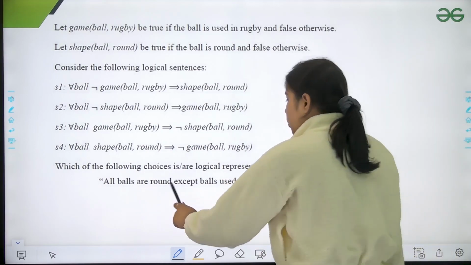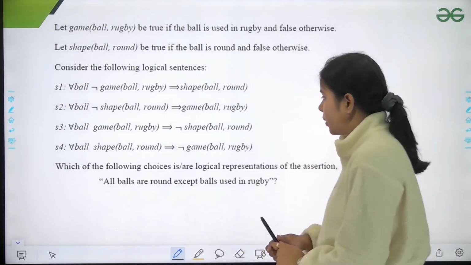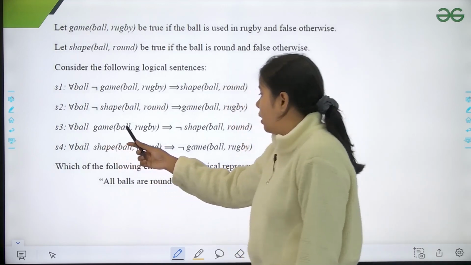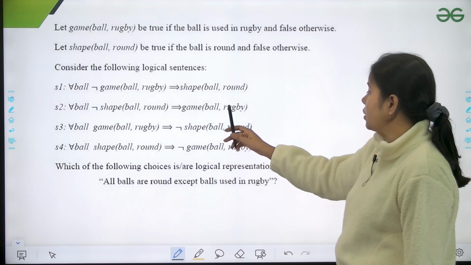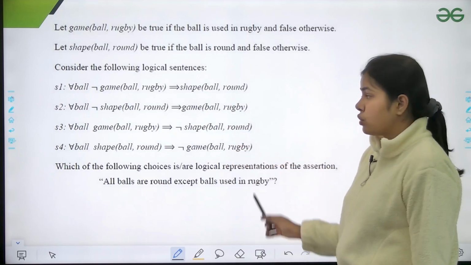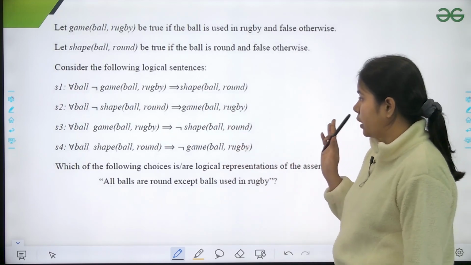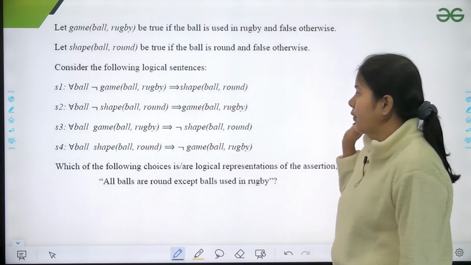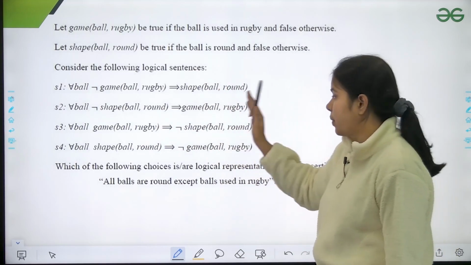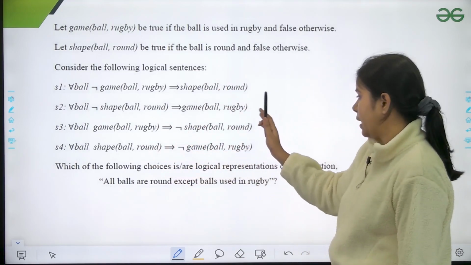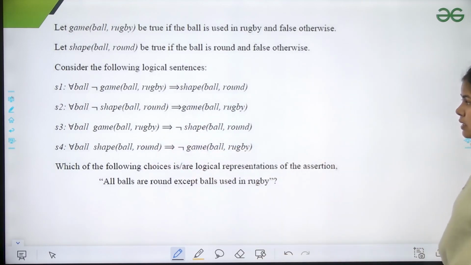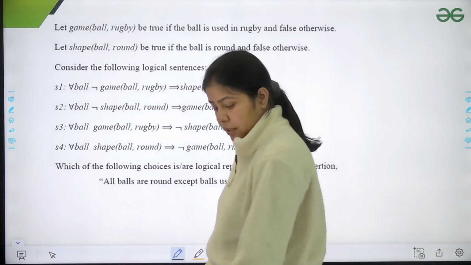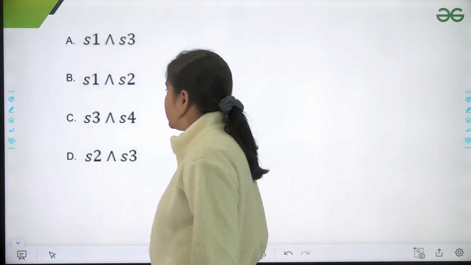And it says that all balls are round except balls used in rugby. And if I look at S3, if the ball is used in rugby, then the shape of the ball is not round. So you can see that we are getting an if and only if condition. If we are not using a rugby ball, then it is round in shape, right? So that means S1 and S3 are correct. S1 and S3 give me the correct answer.